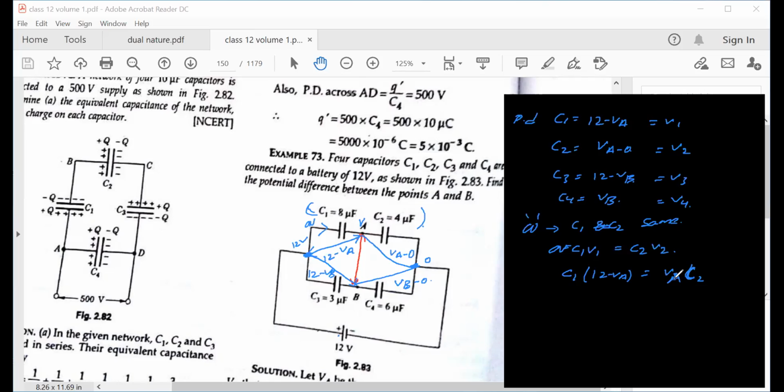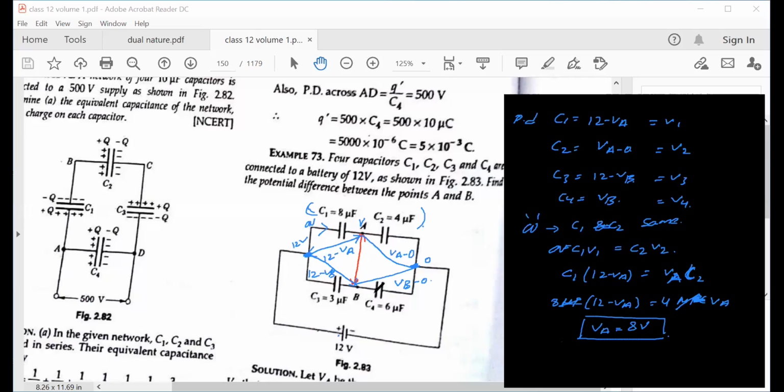So when you're equating the two relations, let's see that. C1 is nothing but 8 microfarad into 12 minus VA is equal to 4 microfarad into VA, where C2 is 4. Okay, so microfarad will get cancelled here. When we solve it, we are able to find VA. So from this relation, VA is equal to 8 volts. Now we got VA here.